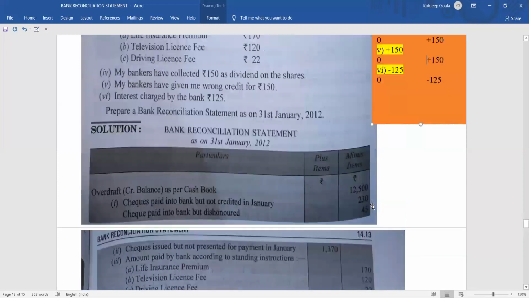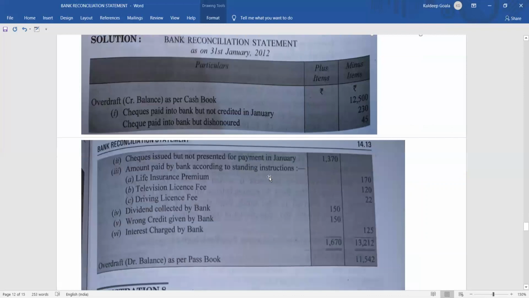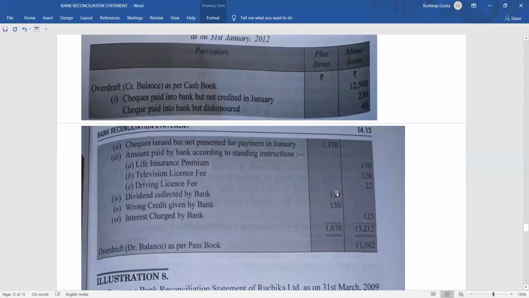Okay, now coming to the next one, my banker has collected rupees 150 as dividend on shares. So that will be plus item here. So how will it come? Dividend collected by bank, 150 in the plus item.